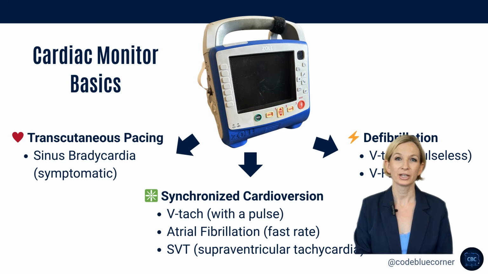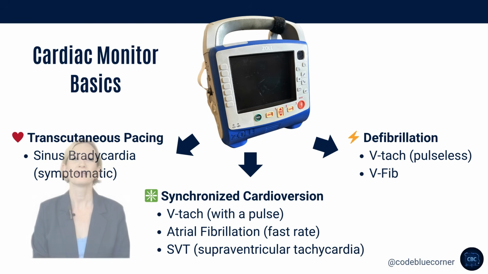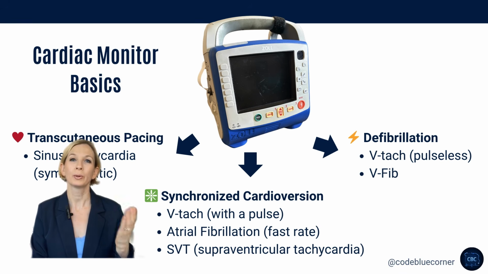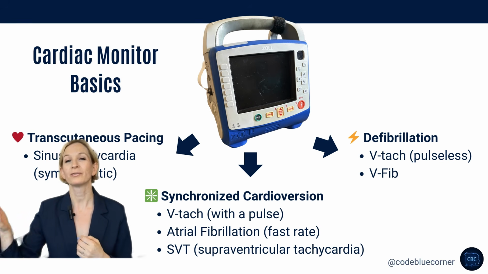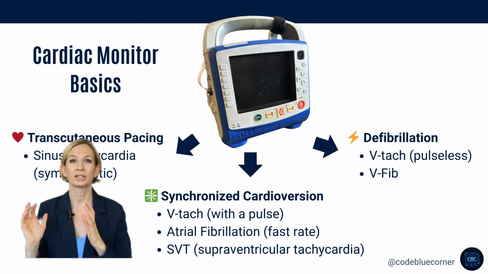Synchronized cardioversion is used for unstable tachycardia with a pulse. The machine times the shock to land on the R wave and to avoid landing on the T wave, which could trigger a dangerous rhythm. Defibrillation is used for pulseless VTach or ventricular fibrillation. This delivers an immediate unsynchronized shock.